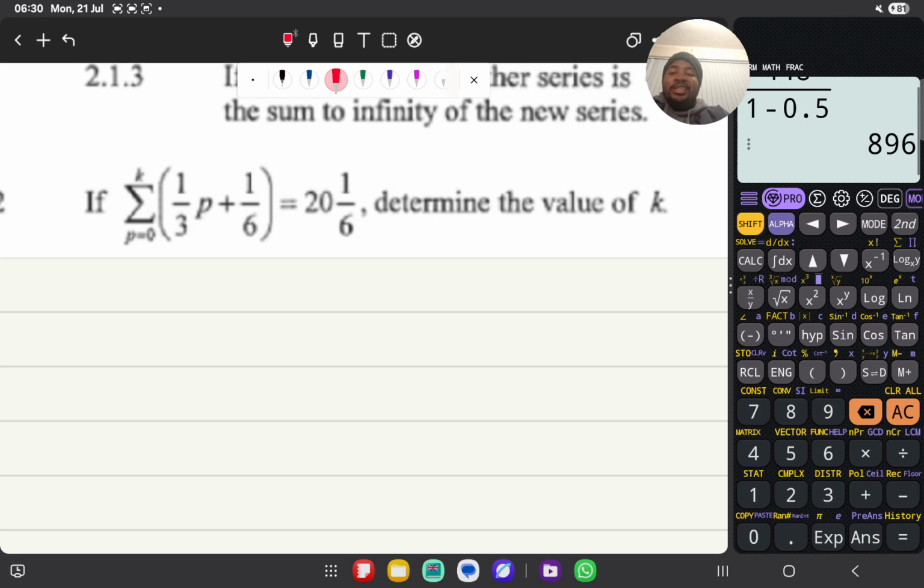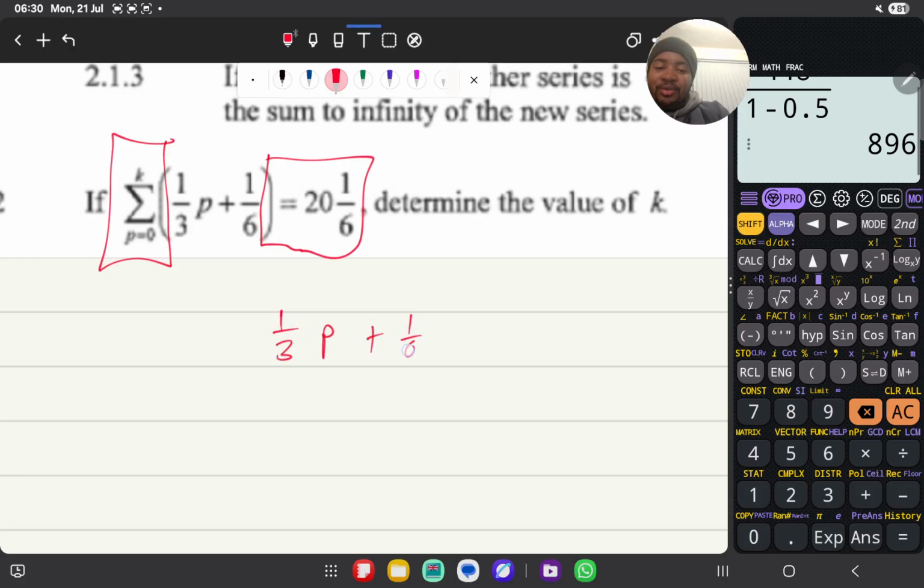Let's imagine we don't have this, and this bracket is gone, ne? You only have 1/3p plus 1/6. That right there is an arithmetic sequence, not series. Remember, it only becomes a series when we are adding all the terms. So yeah, you have an arithmetic sequence, ne?